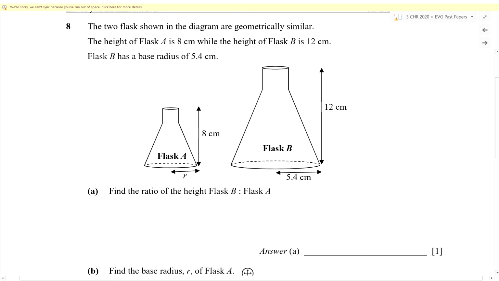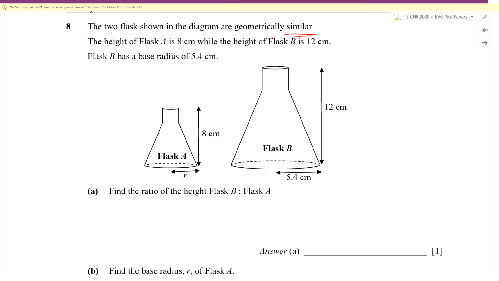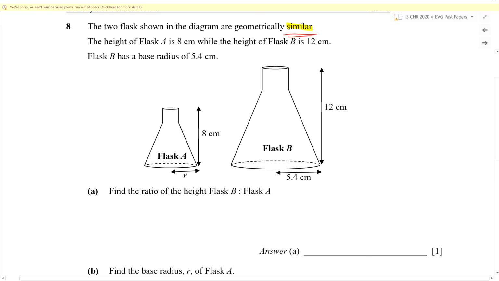Okay, next one. We've got two flasks. They are geometrically similar. This is a keyword. It means that the ratio of their length is all the same. So the height over here 8 and this is 12. This radius is 5.4. They want you to find this. I'll make the question a little easier first.